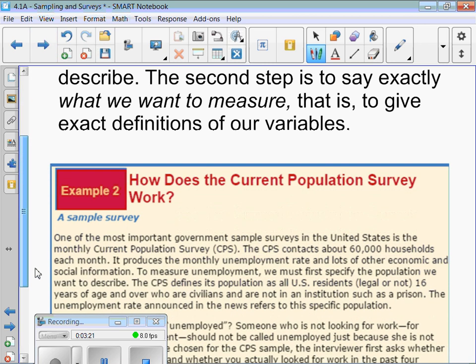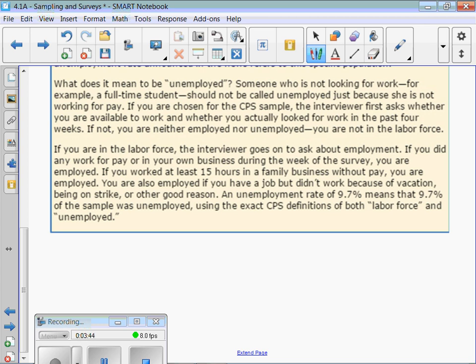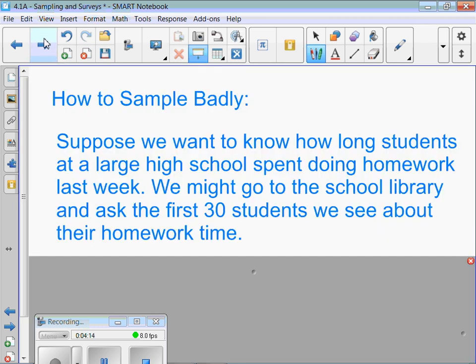So an example of something that we have to be careful of, and I don't know that I'm going to read this whole thing to you, is unemployment rate. You really want to specify what that means, because if you're a full-time student, does that mean you're unemployed? Not really, because you're not really looking for work, right? So they make it really clear what that actually means. If you worked at least 15 hours in a family business without pay, that actually means you're employed. You're also employed if you have a job but didn't work because of vacation, or you're on strike, or some other reason. So an unemployment rate of 9.7% means that 9.7% of the sample was unemployed, using the exact definition of both labor force and unemployed that we talk about, all right? So again, just define what you're talking about and make sure it's clear.